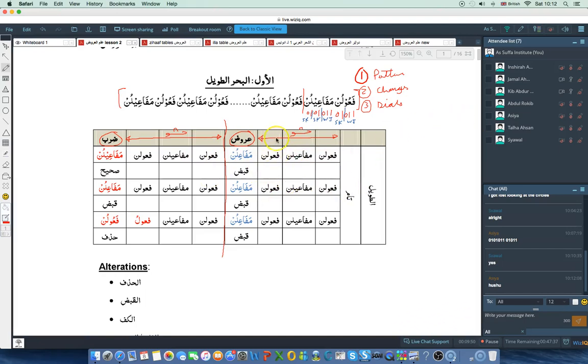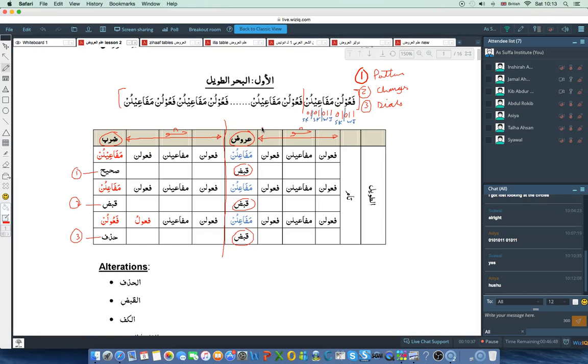So now look at this. In the Bahr al-Tawil, the arood will go through a change known as qabad. It has to go through this. I'm going to explain what qabad is, so don't worry about that yet. And the darb can either be sahih, it can have qabad, or it can have hadaf. These are the three changes that can occur to the darb. You cannot have any other change to it. So these are the changes that can occur to the arood and to the darb.